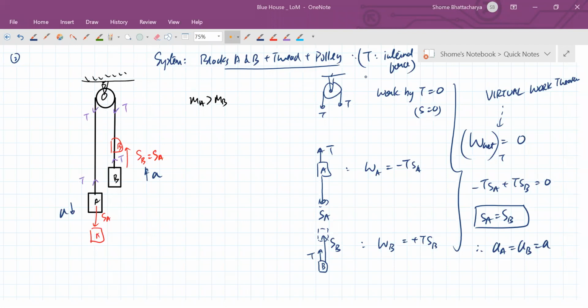No, not in simple Atwood machine. That is the whole point. In simple Atwood machine, the displacements of A and B have the same magnitude. If you want different displacements, you have to create a system of pulleys.